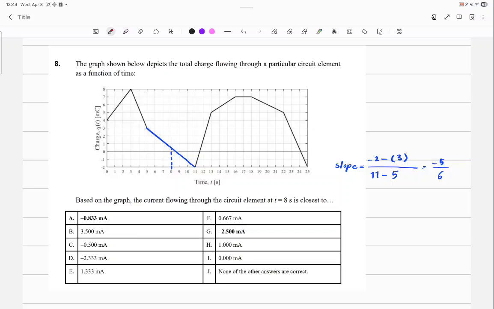How do you find the slope at 8 seconds? Since it's a straight line, it doesn't matter whether it's 8 seconds, 9 seconds, 10 seconds, 7, 6, 5, 11. All of them have the same slope. So just go for the start and end of the line and find it. Okay?